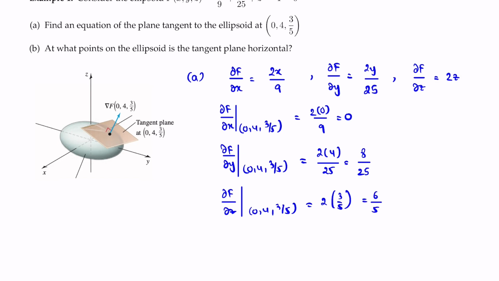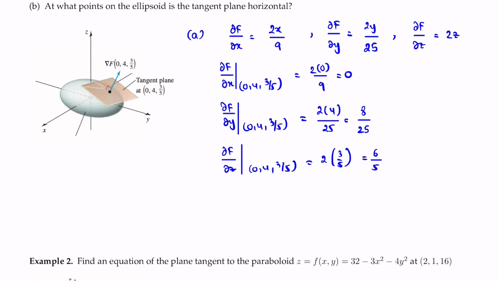Then the equation of a plane tangent to the ellipsoid at the point (0, 4, 3/5) is given as: 0 times (x minus 0) plus 8 over 25 times (y minus 4) plus 6 over 5 times (z minus 3/5), and this is equal to 0. And this is the equation of a plane tangent to the ellipsoid at the point (0, 4, 3/5).